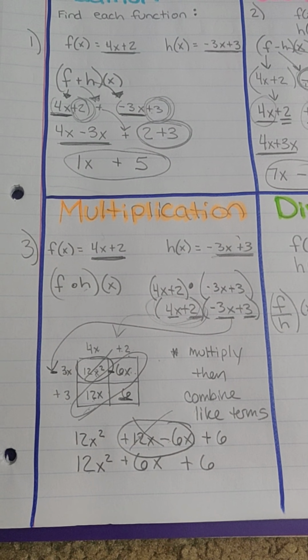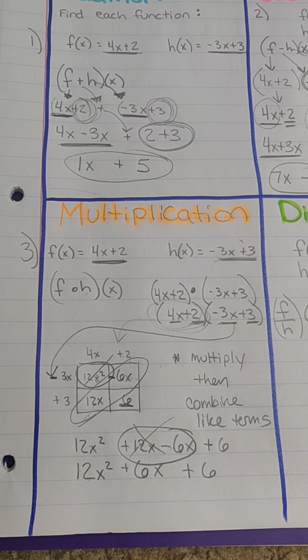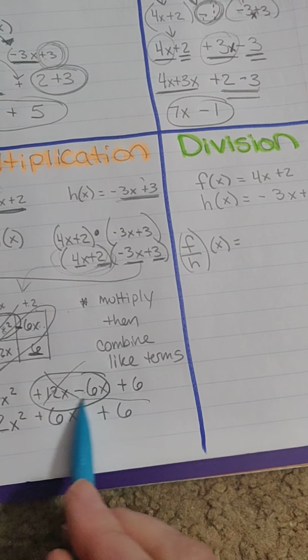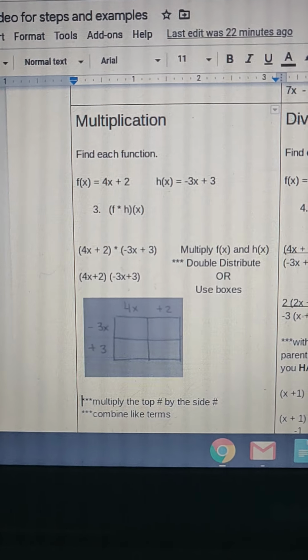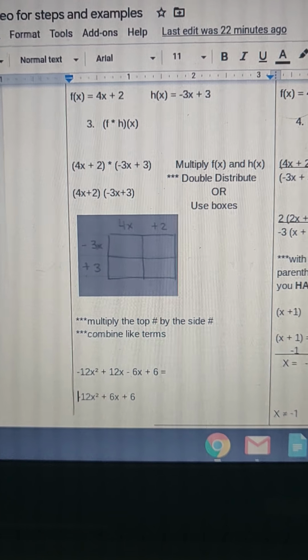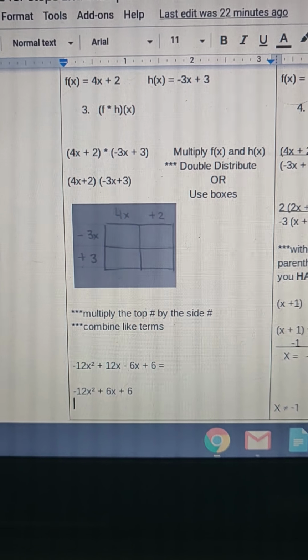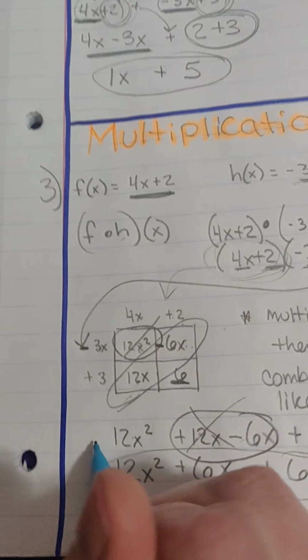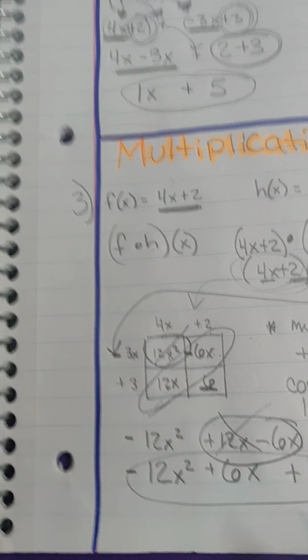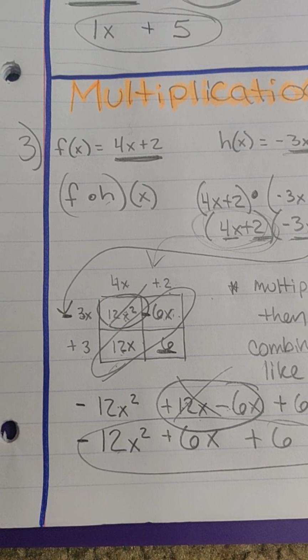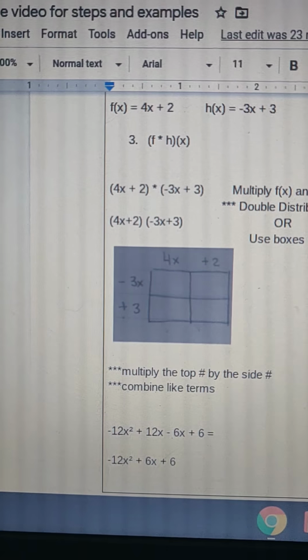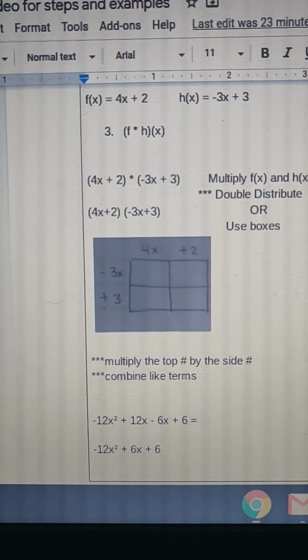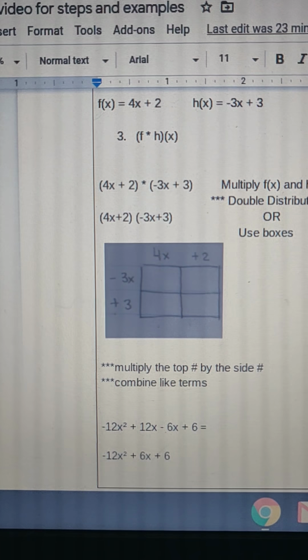And there you have it. You have 12x to the second plus 6x plus 6. There is our final answer. All right, and if we go over here, you guys will see the same little template that I've created in our Google Doc. Yep, negative 12. I didn't do that. That's again why we check our work. Negative 12x squared. Okay, so that's how we got our first example of multiplication.